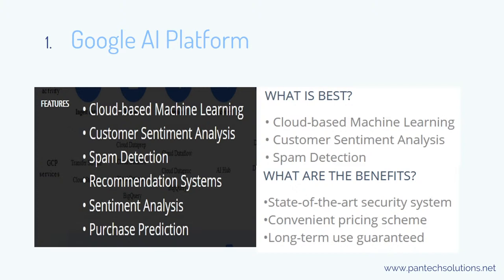We can use cloud-based machine learning, customer sentiment analysis, spam detection, recommendation systems, and purchase prediction. Like that, we can achieve some features using the Google AI platform. Here, what are the best points and the benefits we have? You can just see the slide. We can use it with long-term use guaranteed also. So these are the best points and benefits.